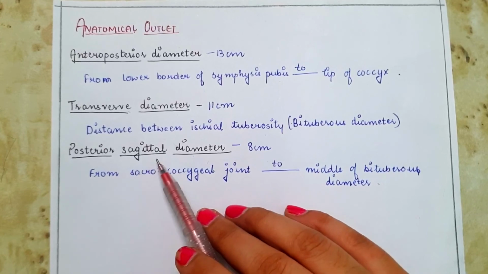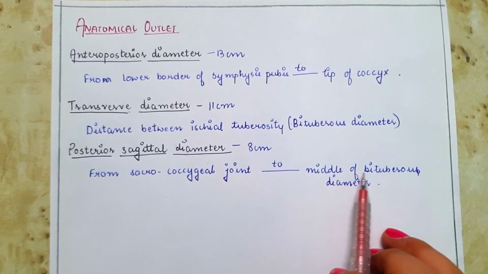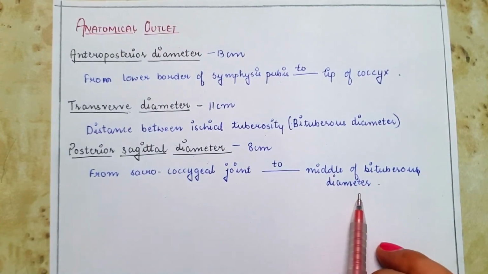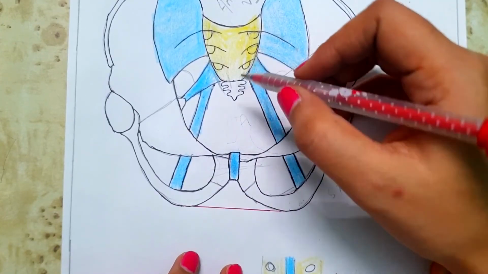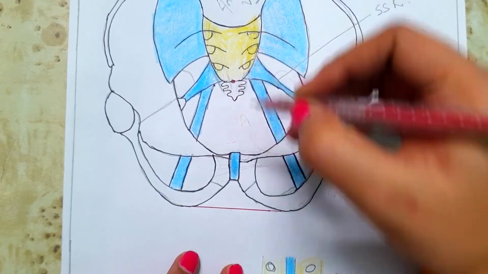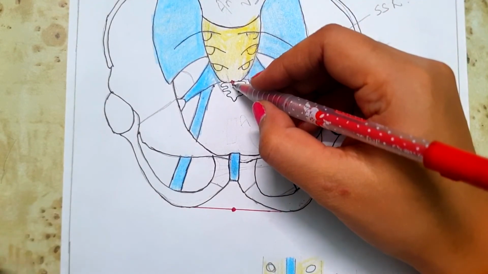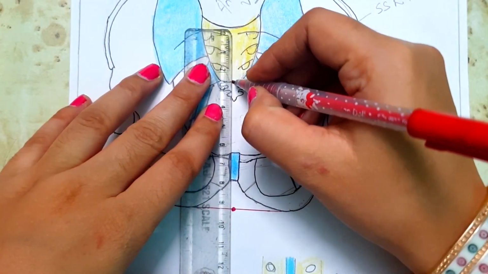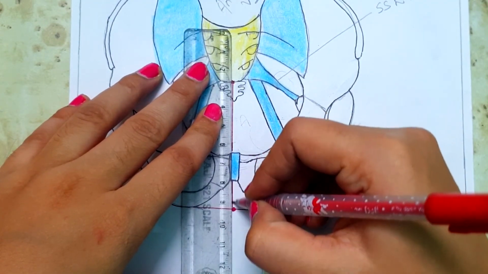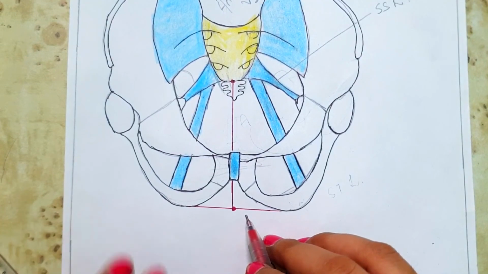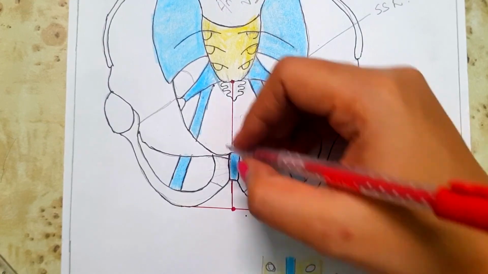Next is the posterior sagittal diameter. It extends from the sacrococcygeal joint to the middle of the bituberous diameter and it is 8 cm. Here you can see the sacrococcygeal joint and the middle of the bituberous diameter. The distance between the sacrococcygeal joint and the middle of the bituberous diameter is the posterior sagittal diameter of the anatomical outlet, and it is 8 cm.